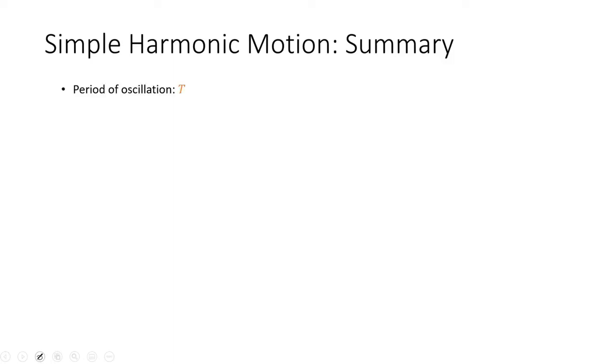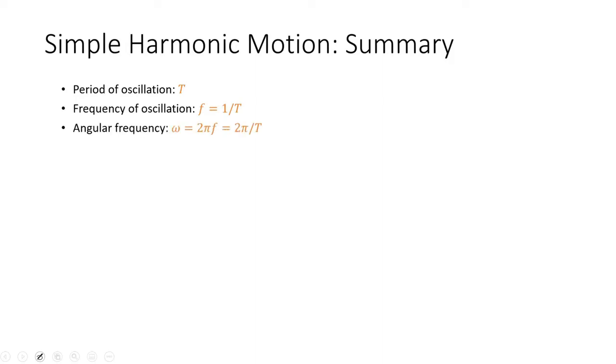Okay, so just a quick summary of the things we learned last class about simple harmonic motion. Remember, we said that the period of oscillation of the motion is T. So this is the amount of time it takes to complete one full cycle of the periodic motion. Then we said that the frequency of oscillation is just 1 over the period. So in other words, it's the number of oscillations per second.